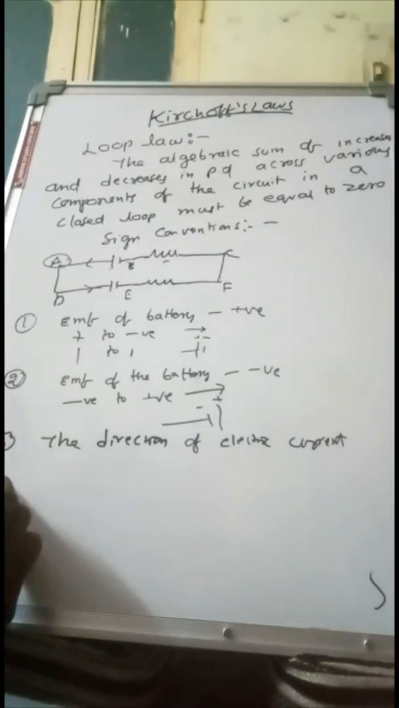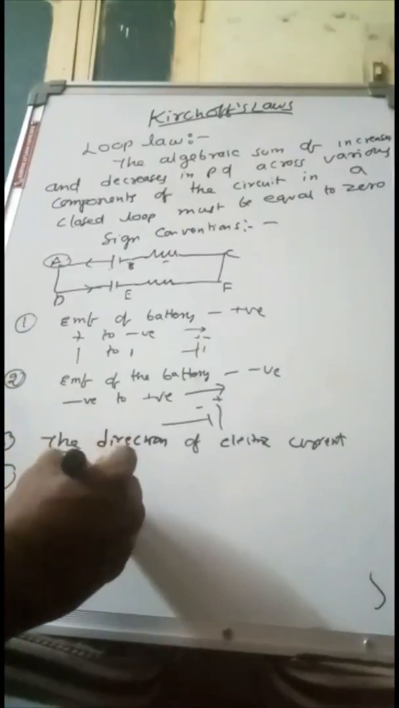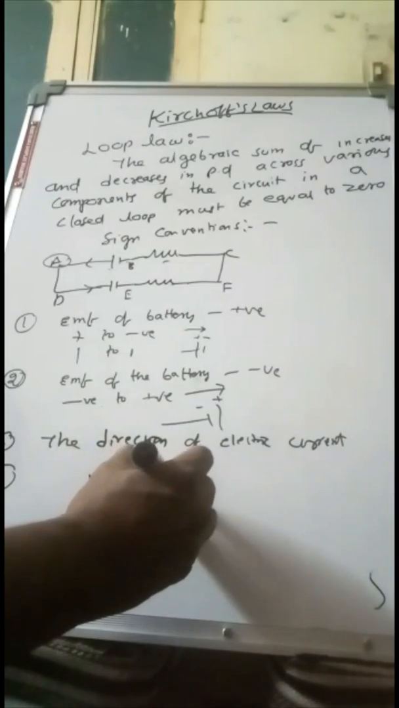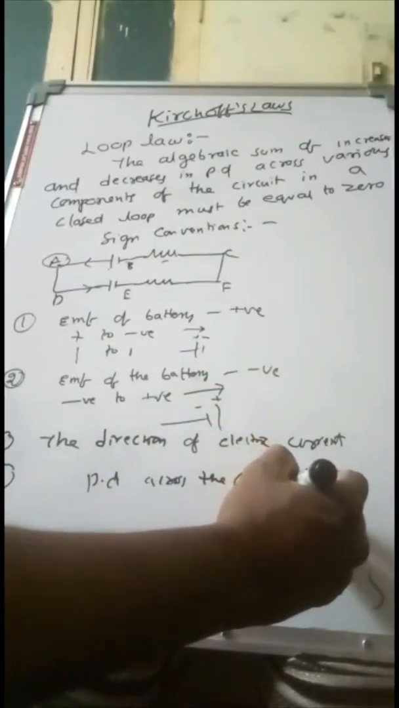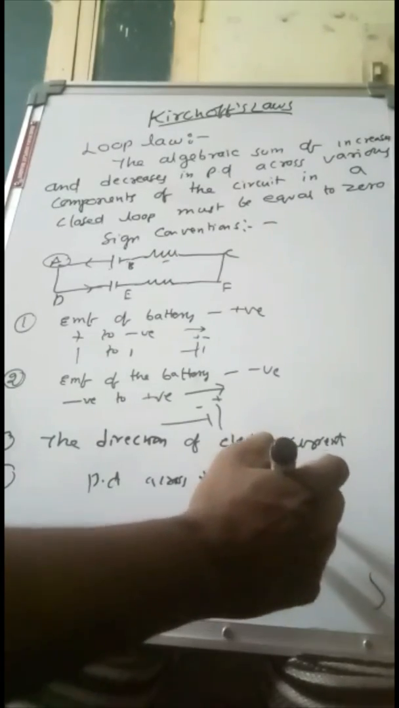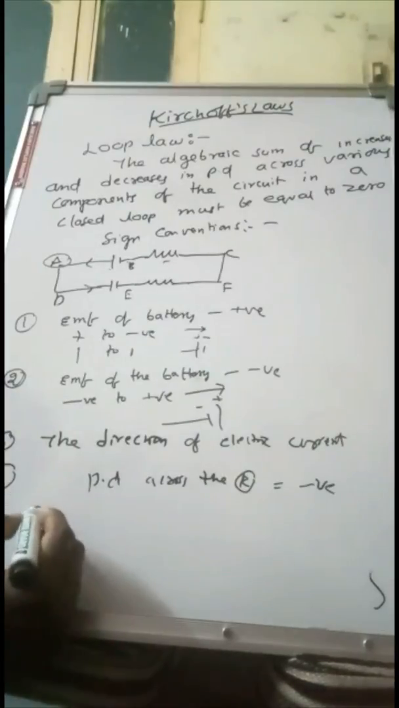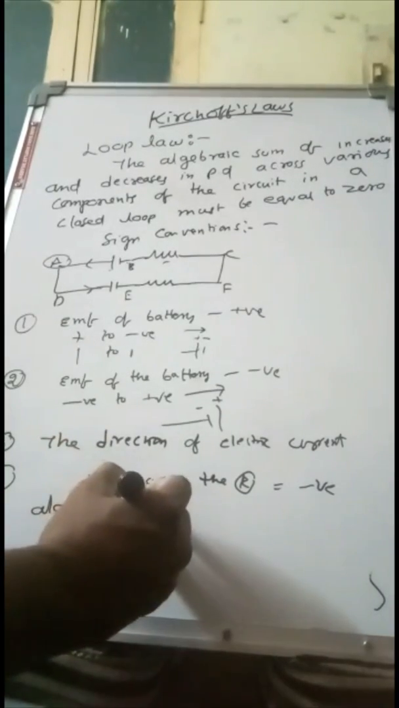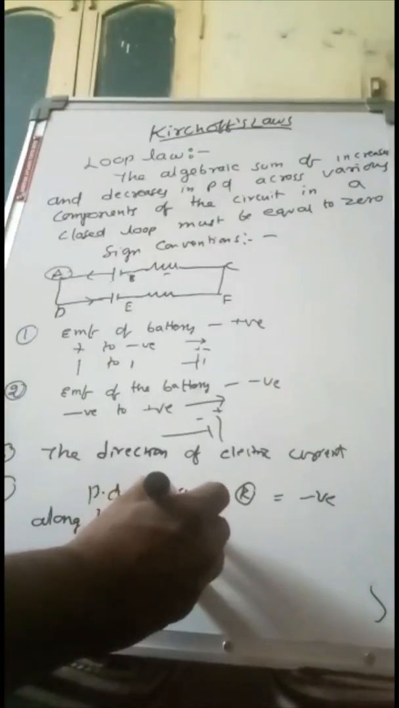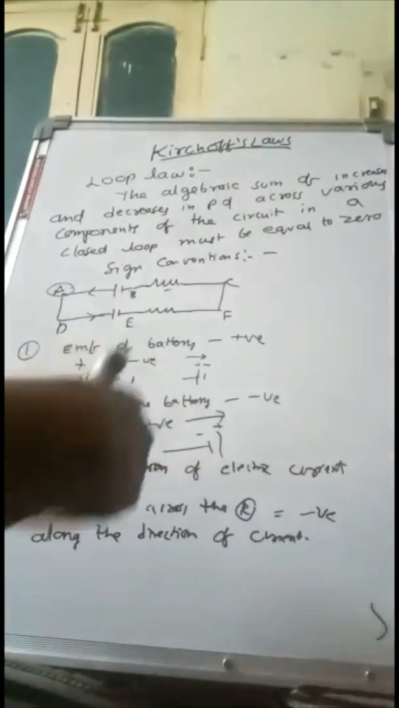And now the fourth sign convention is the potential difference across the resistor. The potential difference across the resistor is taken as negative when we move along the direction of current, or we can say in the direction of current.